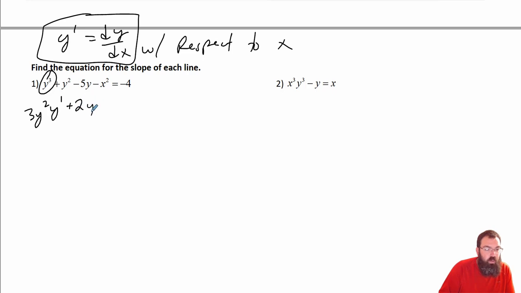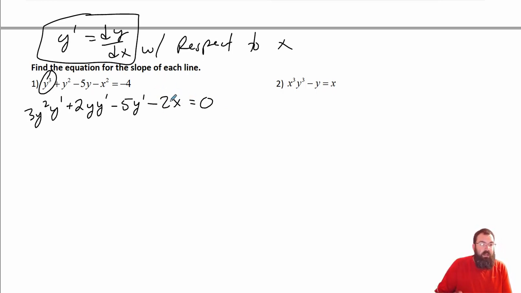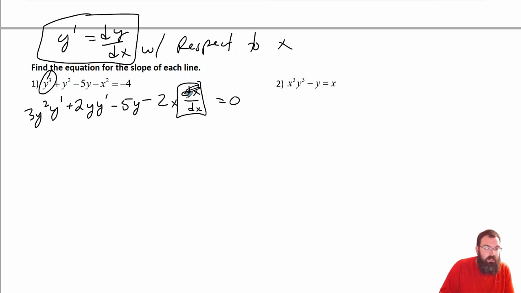Plus 2y prime minus 5y prime minus 2x equals 0. There's no y primes there because I'm differentiating with respect to x, and there's no x primes because x prime... All right. So here, maybe you're not understanding. Theoretically, if I say minus 2x, there technically is a dx over dx, but something over the same thing just goes away. That's why that's just 1. It doesn't exist there, and this is a y prime there.